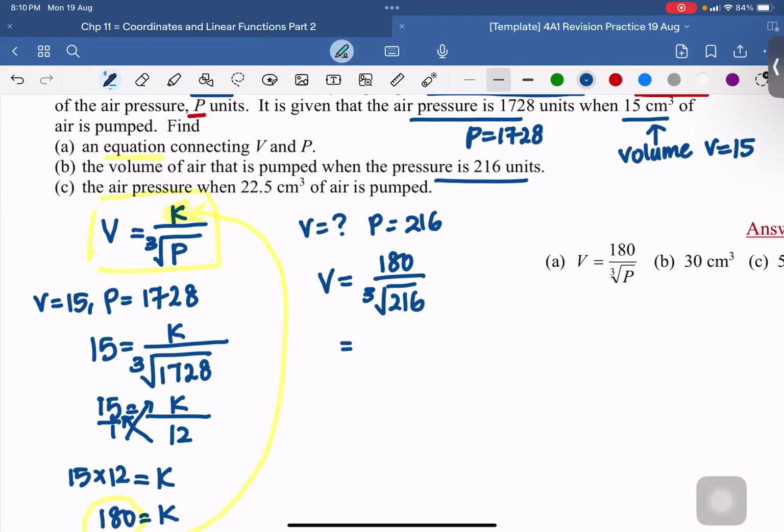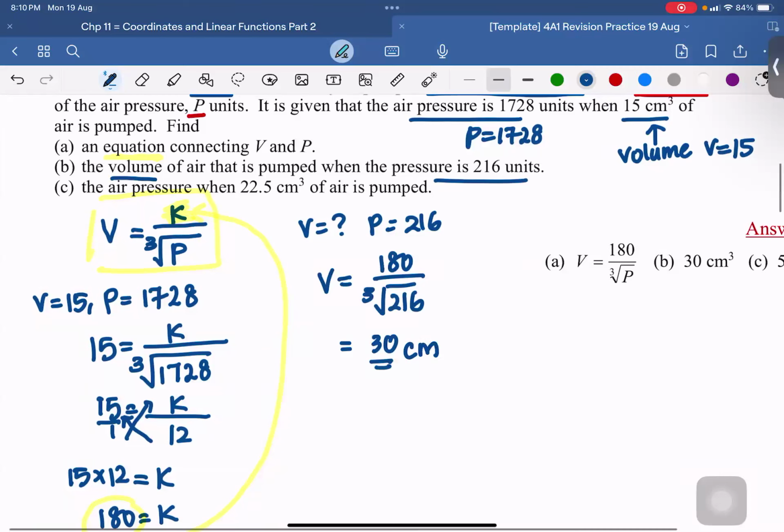Cube root of 216 is 6, so 180. I get the answer 30. But there is a unit, volume, so it's cm cube. Nowadays, in the new version for the TYS, you notice the answer blank does not have the units written for you anymore. So you must make it a point to write down units on your own. If not, they can minus your marks for not indicating the units. So you got to read the question itself. So far, still okay?